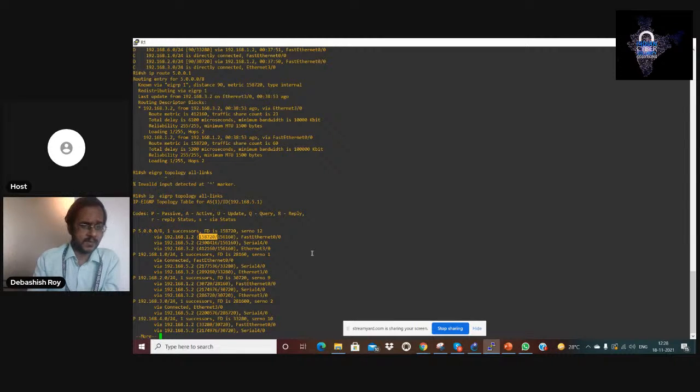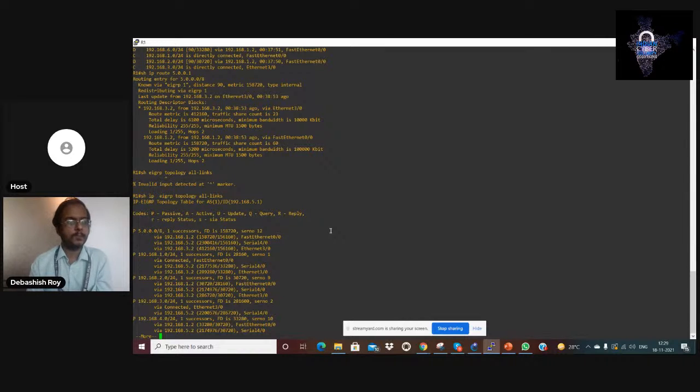See, the feasible successor condition is that RD, or the reported distance, should be lower than the feasible distance of the successor. Now, who qualifies? See, this via 5.2, it reports a reported distance of 156160. Is it lower than this value 158720? Definitely it is. So it is also a feasible successor. Also, this 156160 is lower than the 158720. So that is also known as a feasible successor. So both qualify as feasible successors.